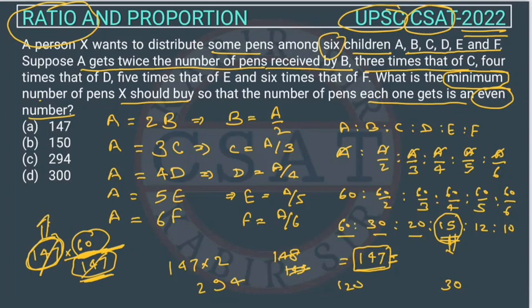But if the question is asking with this condition, the even number, then it will be a multiple of this, so it will be 294, right? Because all will have an even number of pens. This will be 60, B will have 60 pens, C will have 40 pens, right? E will have 30 pens, similarly 24, and this will have 20, right? So the answer will be 294.